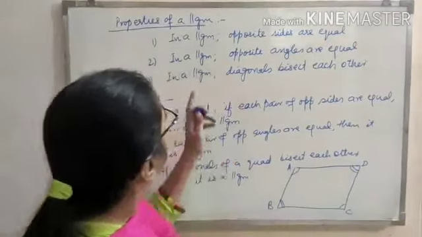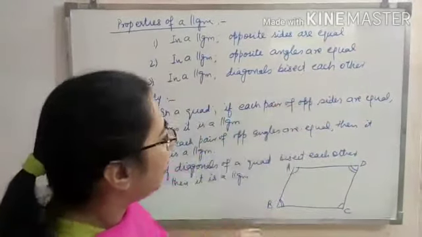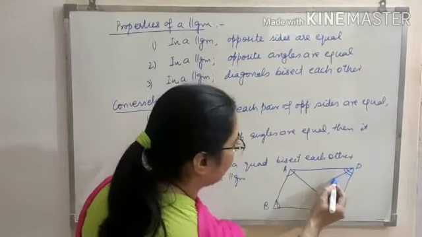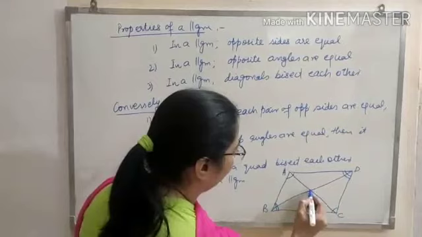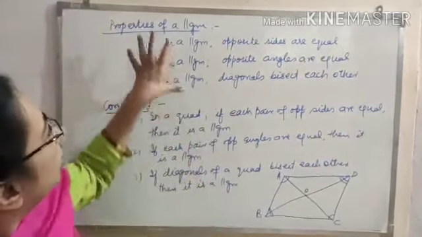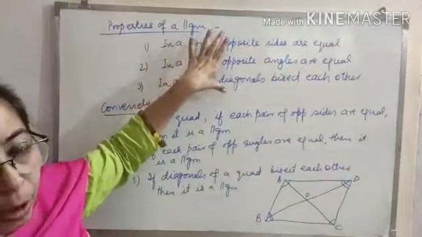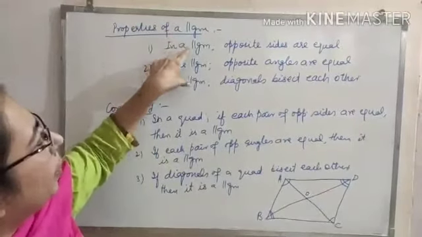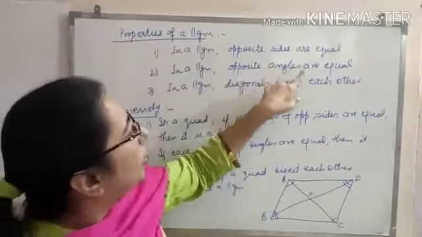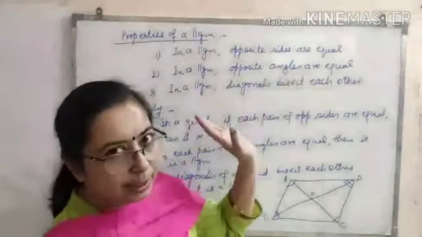And third one, the property is diagonals bisect each other. Means when AC and BD are diagonals, they bisect each other at O. Then AO is equal to OC, OB is equal to OD. These are the properties of a parallelogram. It means whenever you are given a parallelogram, you can use it that opposite sides are equal, opposite angles are equal, diagonals bisect each other.